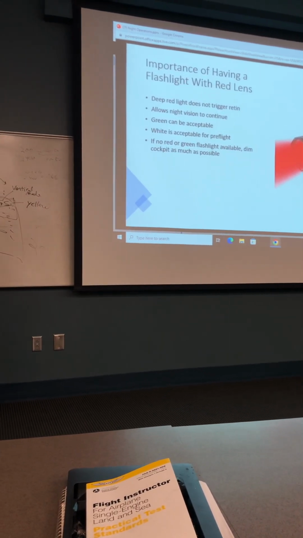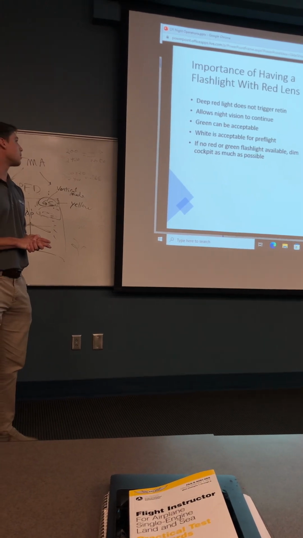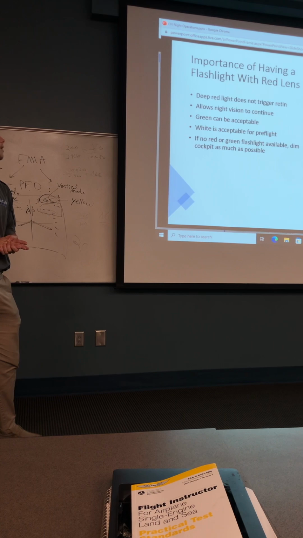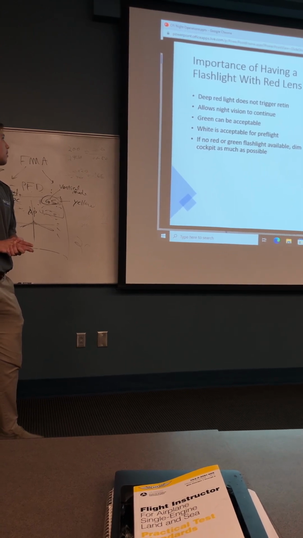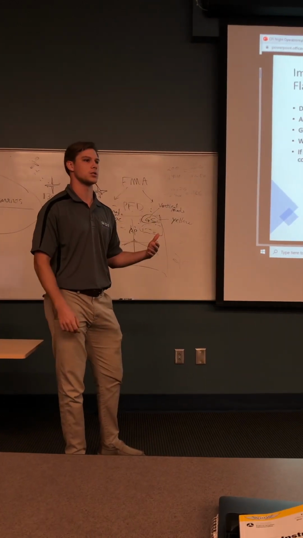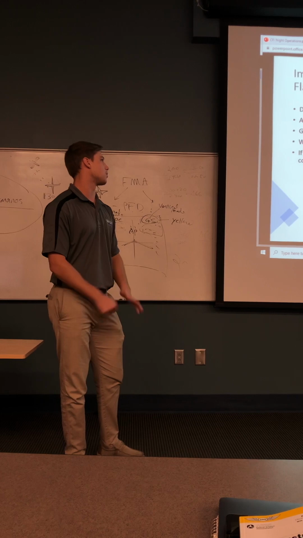Yep, so the importance of having a red flashlight in your plane. Deep red light does not trigger the retina, that protein that absorbs light in your retina that I was just talking about. This will allow your night vision to continue instead of resetting and having to wait for that 30-minute adjustment period, because you have red light. As soon as you turn it off, it won't take 30 minutes to readjust.